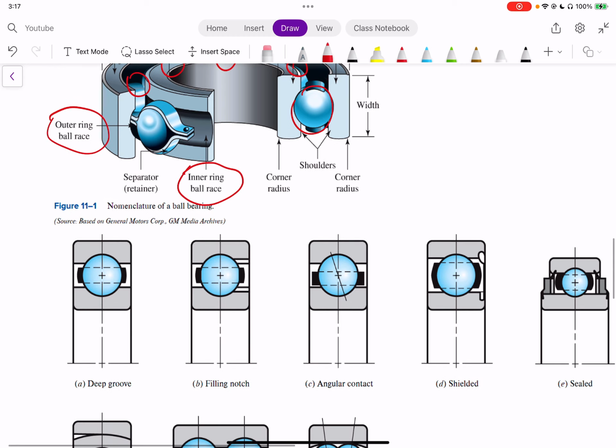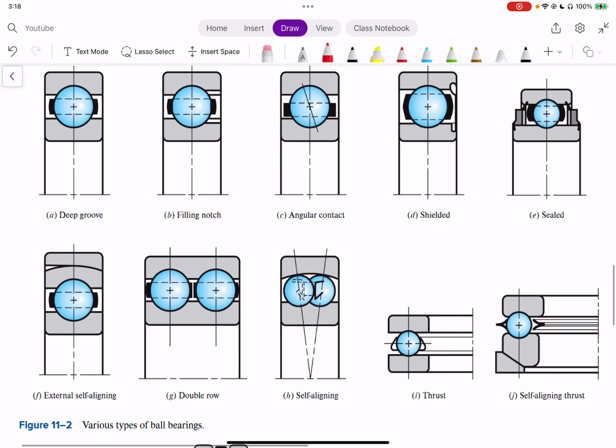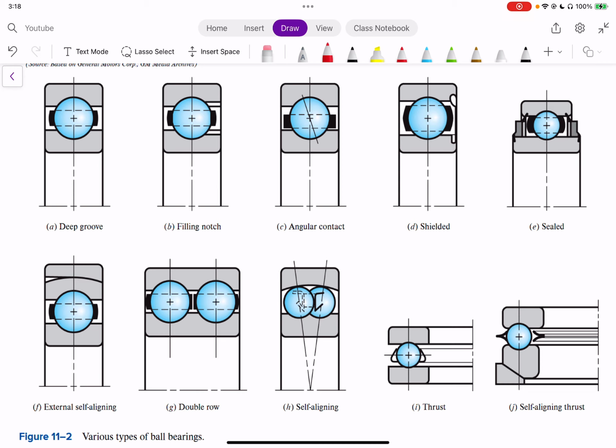Now, there's many different types of ball bearings, and we can show all these different types in figure 11 too. So you can see there's deep groove, filling notch, angular contact. There's a bunch of different designs here that are drawn in a schematic way, but you can also look up these different bearings with an image search, which could give you an actual visual of what the bearings look like. Now, the problem is that bearings are kind of enclosed, so you don't really see the inside unless you cut it open. So here you have some cross sections of what these bearings look like.